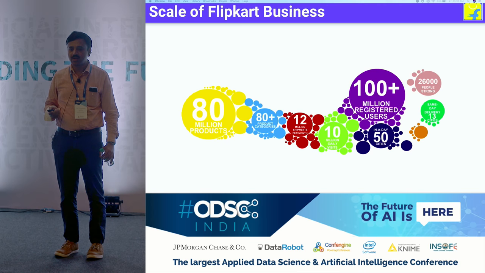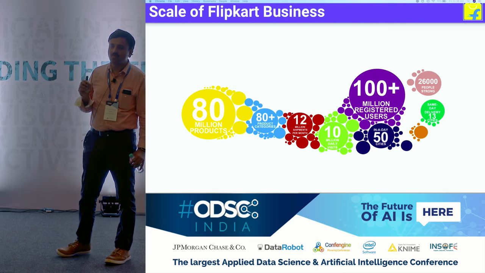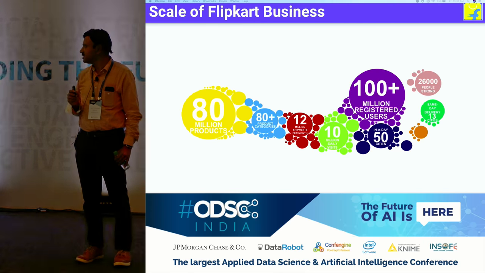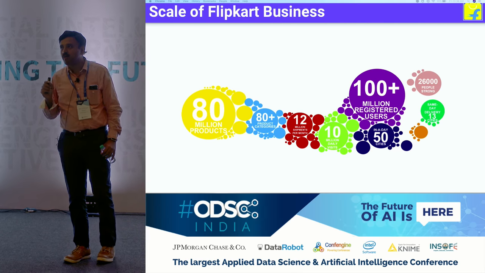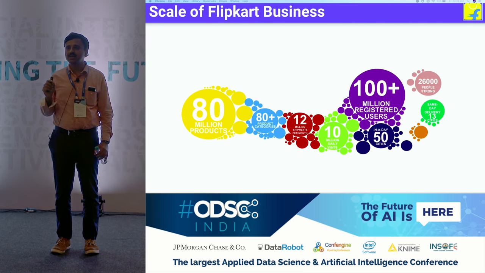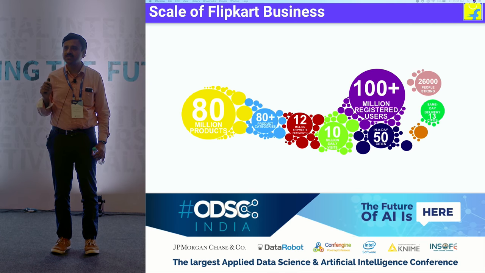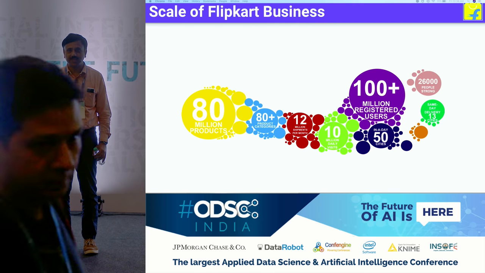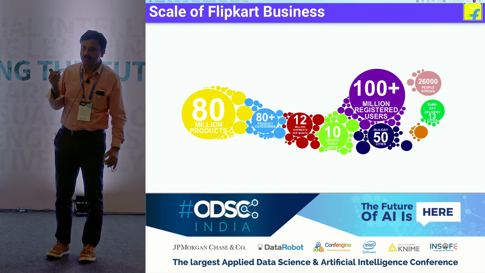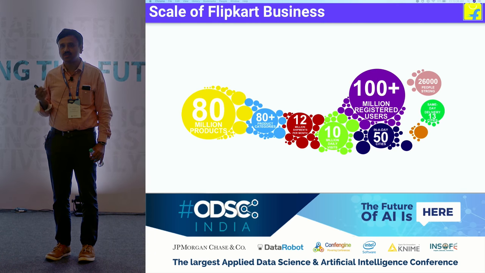So that's the context. Just to give you a sense of why this problem is important, and why it's a different problem. Elasticity is a fairly straightforward problem in economics literature, solved in very sophisticated ways by multiple people in econometrics and statistics and so on. But what makes it different for a business like Flipkart is fundamentally the scale. So the next 4 or 5 minutes, I want to spend around that.